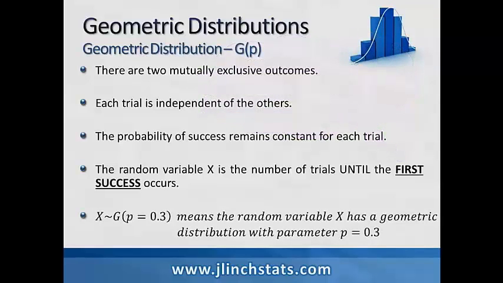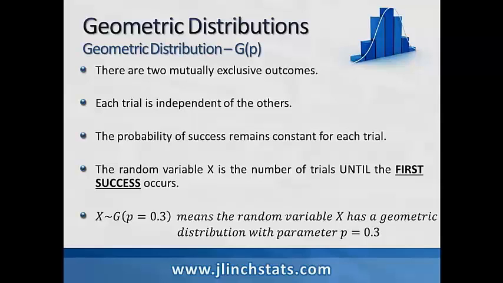Notice the probability notation for a geometric distribution. If my random variable x has a geometric distribution, we denote that with x followed by the tilde symbol and a capital G. Now, only one parameter is required for a geometric distribution, and that is the probability of success. In this case, the probability of success is 0.3. So this notation means that my random variable x has a geometric distribution with parameter p equals 0.3.